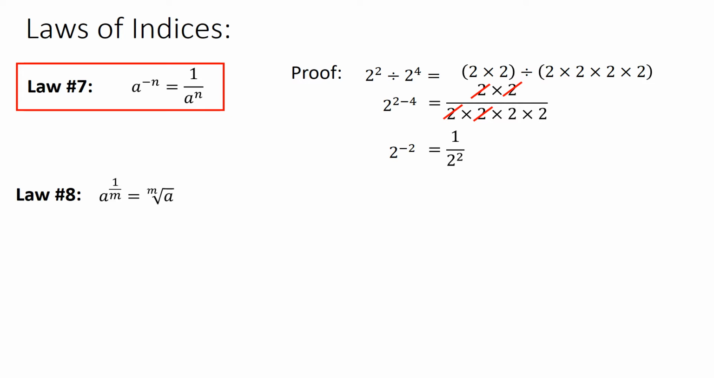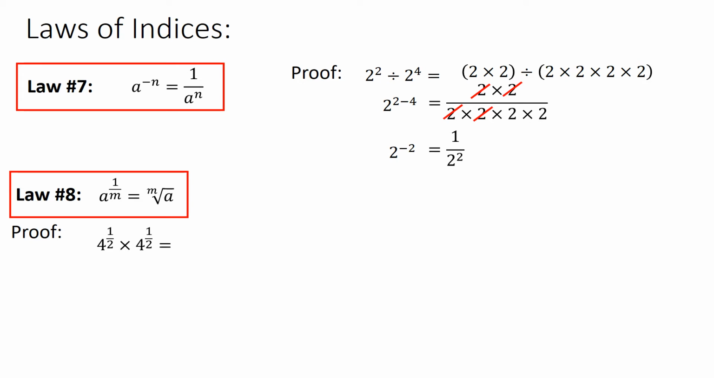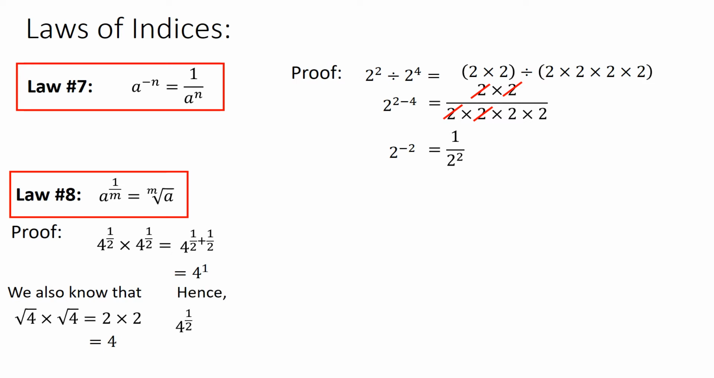Law number 8. A to the power of 1 over m equals m root of a. Let's look at the proof. If 4 to the power of half times 4 to the power of half, based on the first law, it can be 4 to the power of half plus half, which gives us 4 to the power of 1. We also know that square root of 4 times square root of 4 equals 2 times 2, which gives us 4. Hence, 4 to the power of half equals square root of 4.